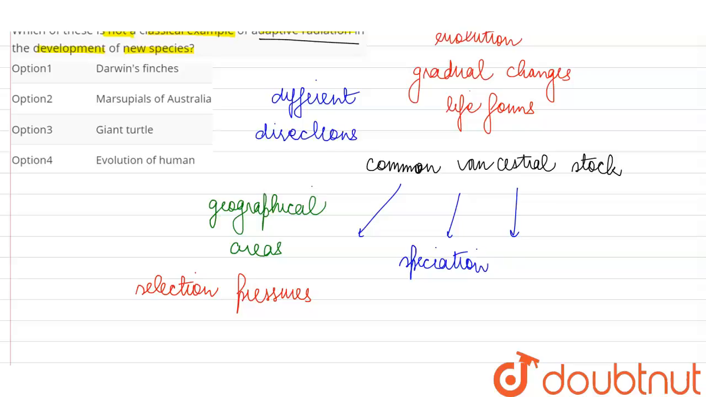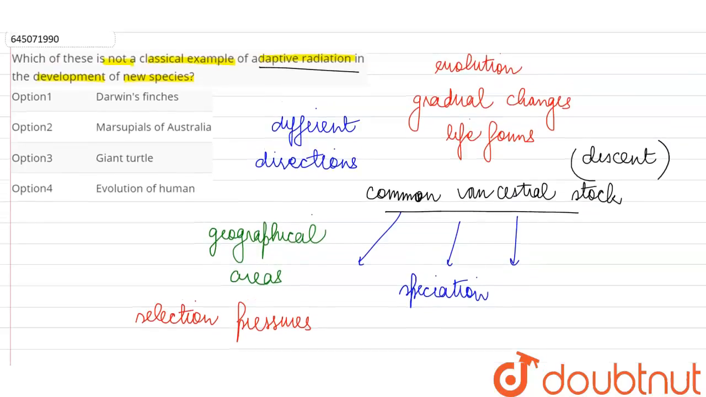And ultimately, over a long period of time, what we are going to see is that even though they are coming from a common ancestor, even though their descent is the same, still some life forms become so different from each other, they become so dissimilar, that it becomes difficult to say that they even have any evolutionary relationship when we look at them. So Darwin's finches are an example of this.